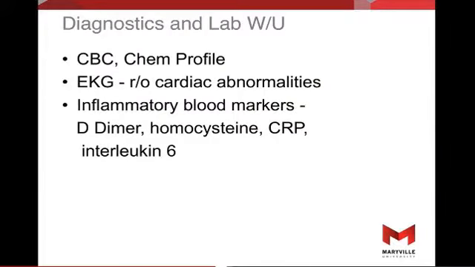You can also do diagnostic and lab workup, getting a CBC, a chem profile, an EKG to rule out cardiac abnormalities, inflammatory blood work such as a D-dimer, homocysteine, and CRP. And remember with the CRP, you want to get that cardiac one and the inflammation one. And then you can also get the interleukin-6 test.